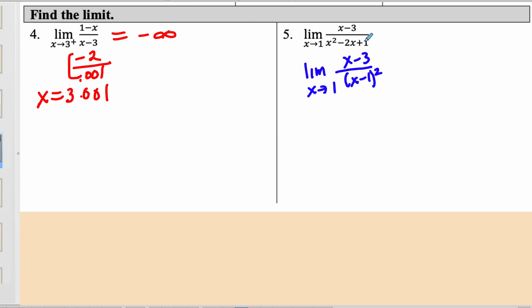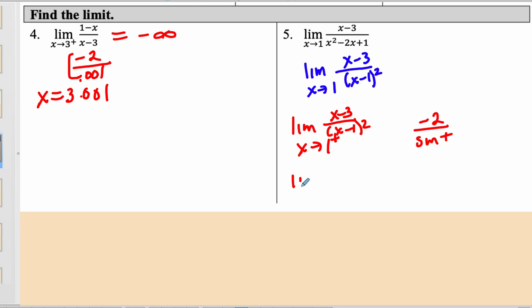I notice this is a perfect square, and if I get close to the limit as x goes to 1 from the right-hand side, I'll put numbers that are a little over 1 in here. I am going to get a positive number in the denominator, but it'll be small, a small positive number in the denominator. And in the numerator, I'll be getting close to the number negative 2. So when on the right-hand side, this is going to be close to negative infinity.